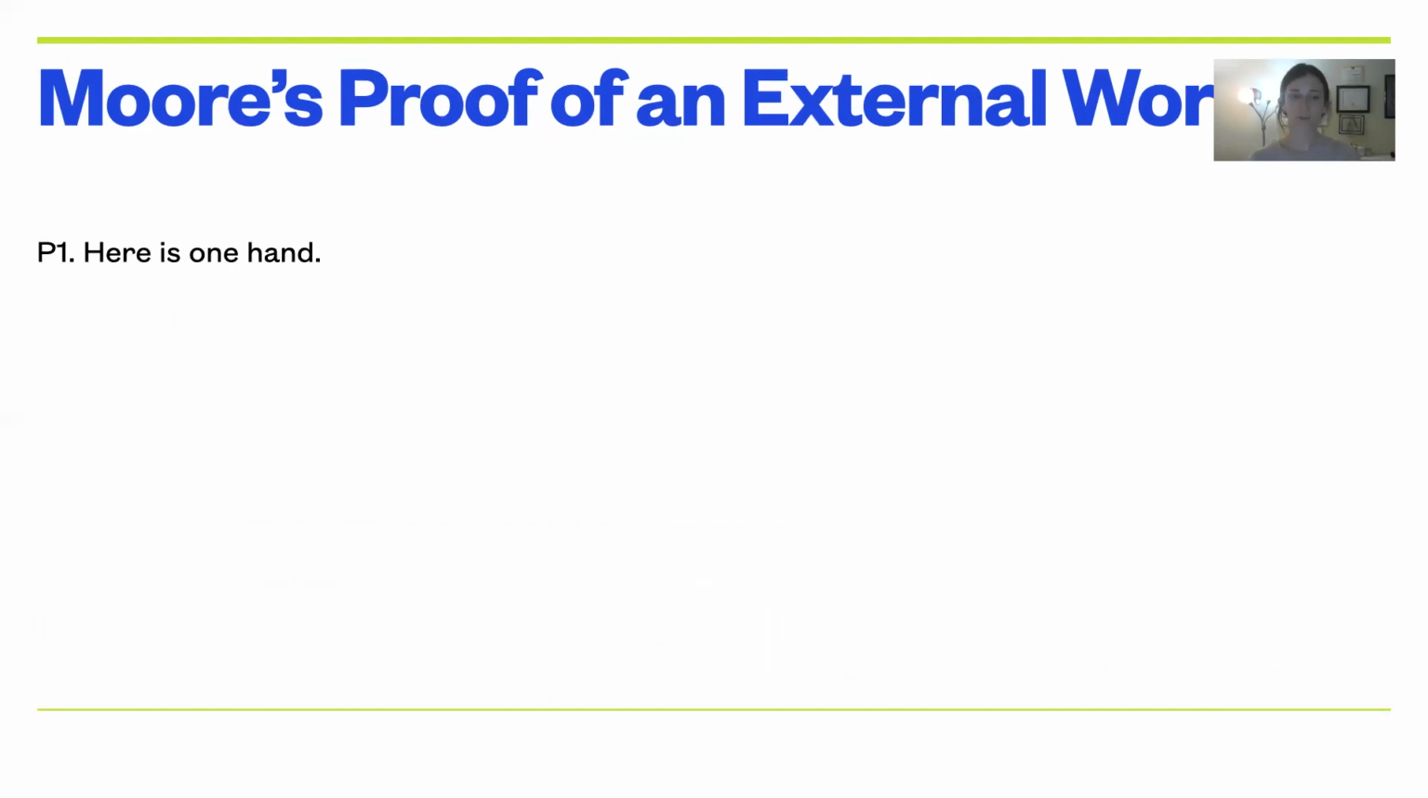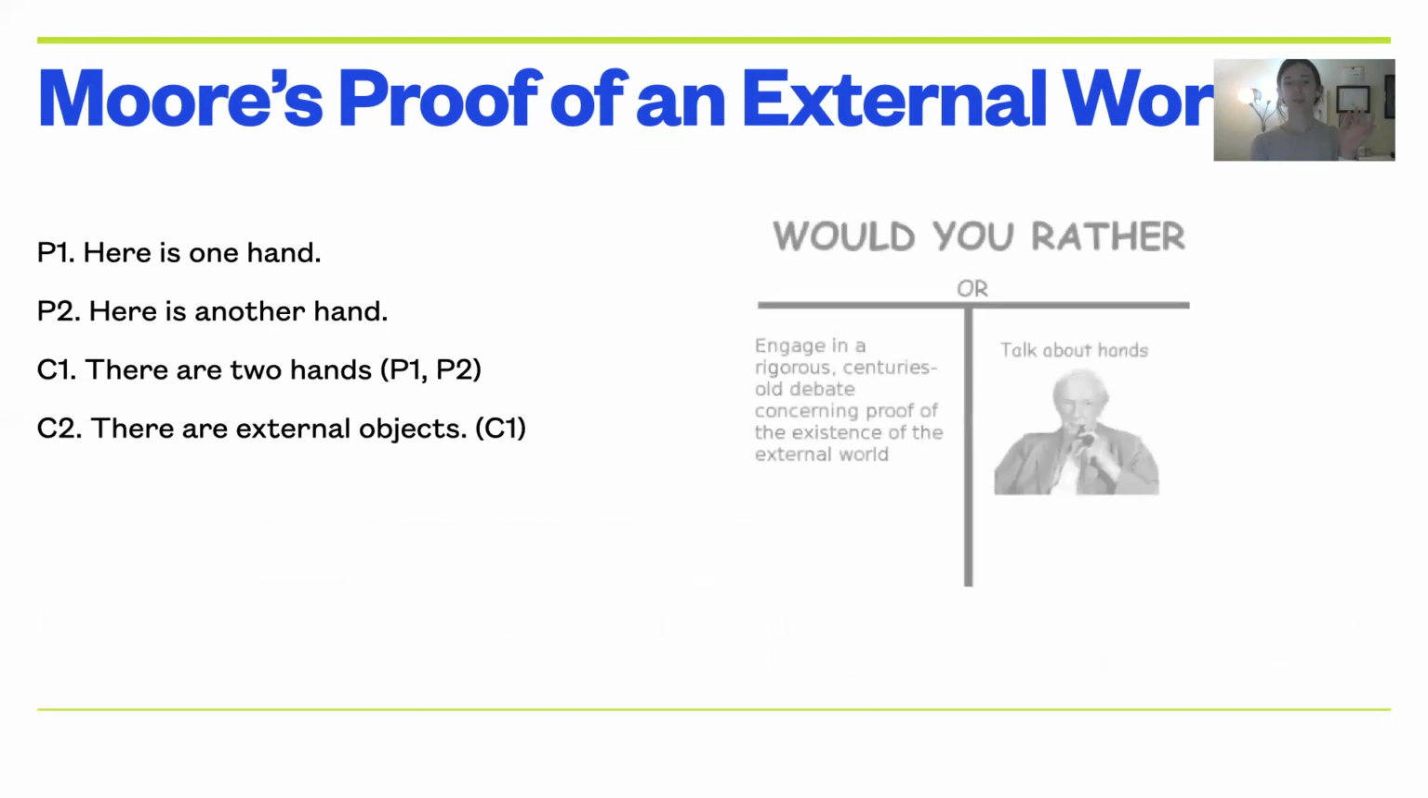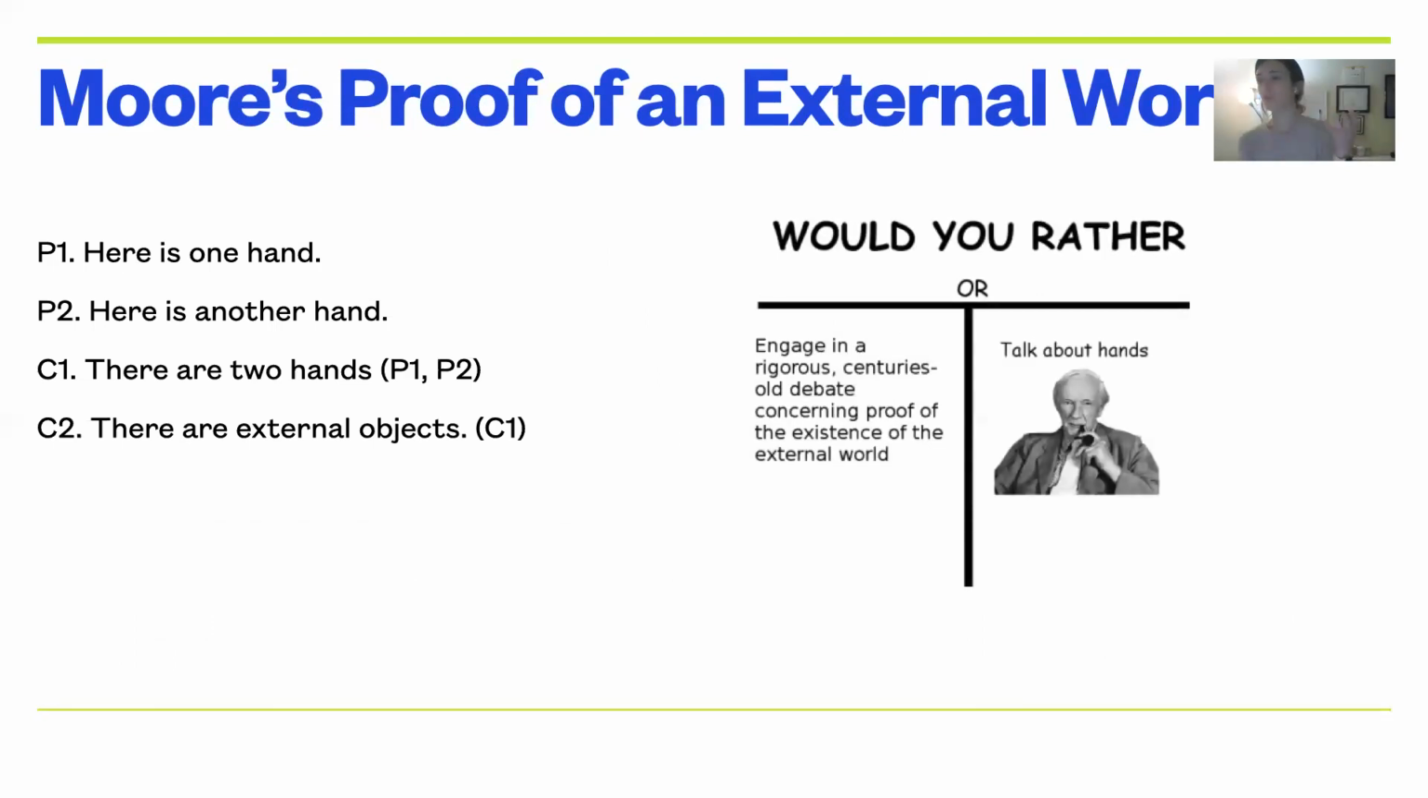So now, after this little interlude, we'll turn back to Moore's proof of an external world. His proof, as I stated at the very beginning of lecture, is: here's a hand, here's another hand, there are two hands, so therefore there are external objects. And we'll see in a second how Moore defines external objects, which we haven't seen in this debate. Nobody's really told us what an external object is, and we'll see his definition in a second.